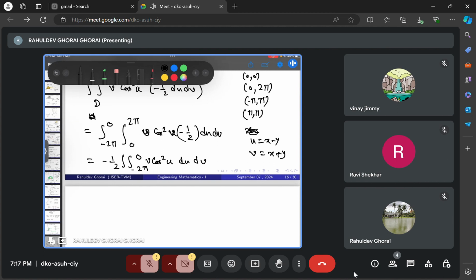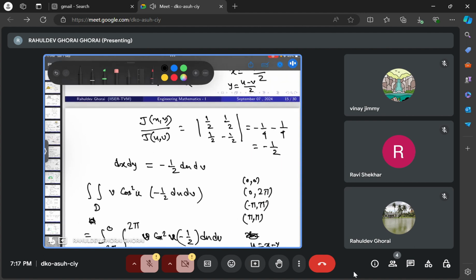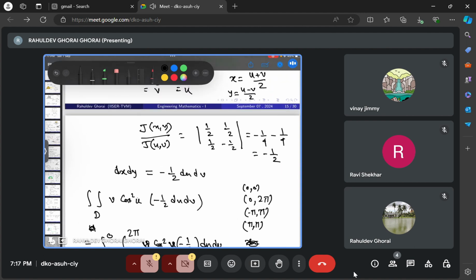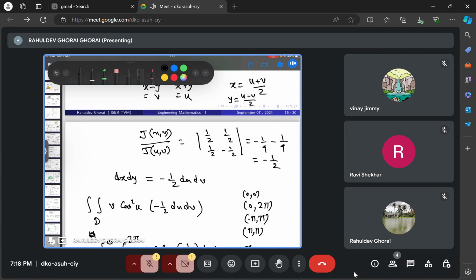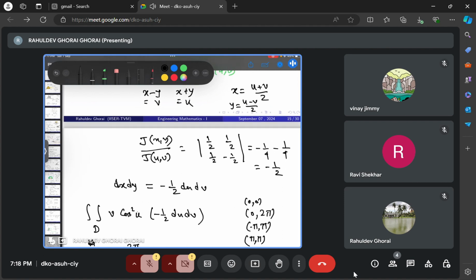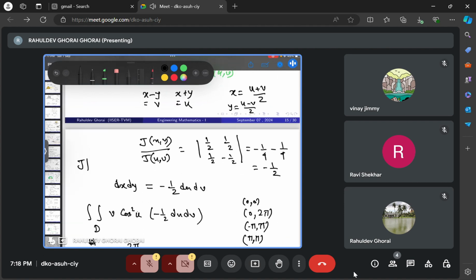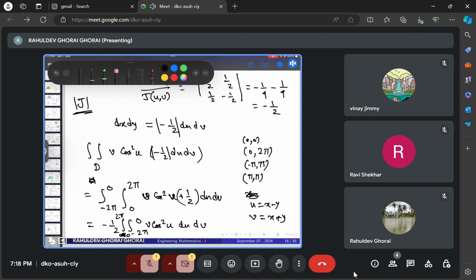This integration, the limits are constant. Okay, 0 to 2 pi and minus 2 pi to 0, v times cos square u du. So first of all, sorry, the Jacobian. So integration of the Jacobian, this was the Jacobian. So it has to be the modulus of the Jacobian. So when you have taken half, that has to be also the modulus of half. So it will be positive half only.